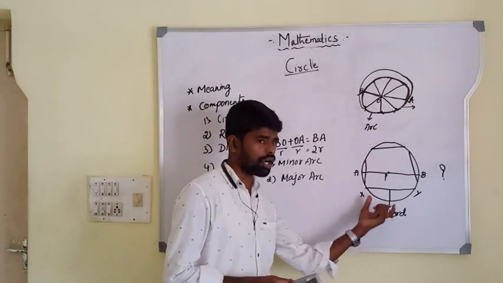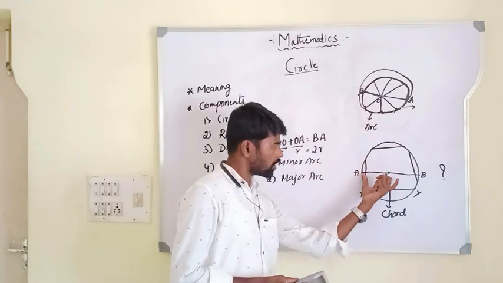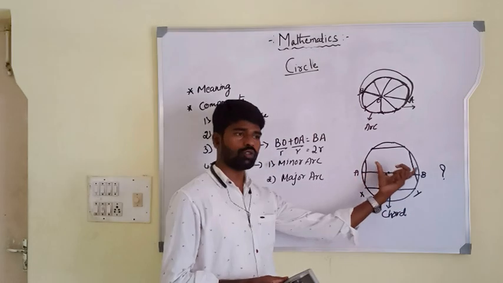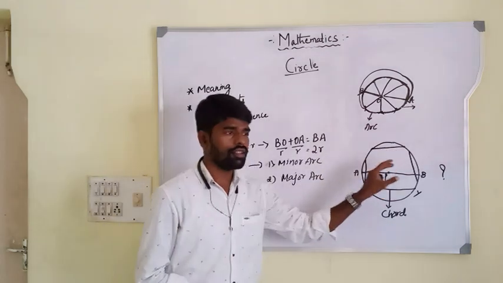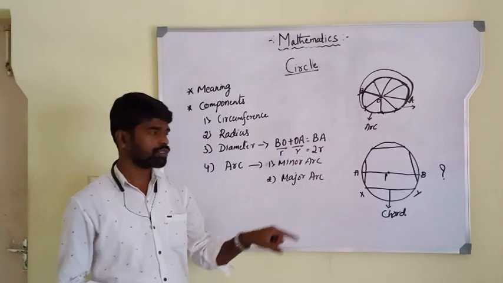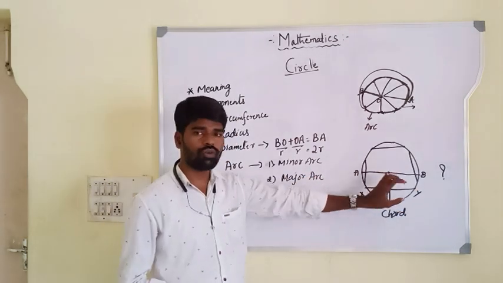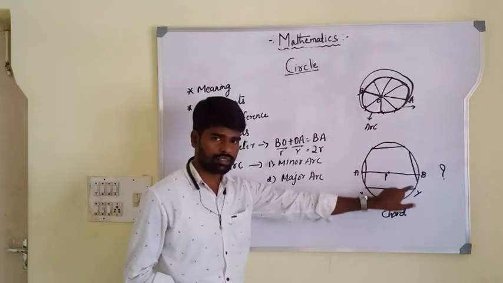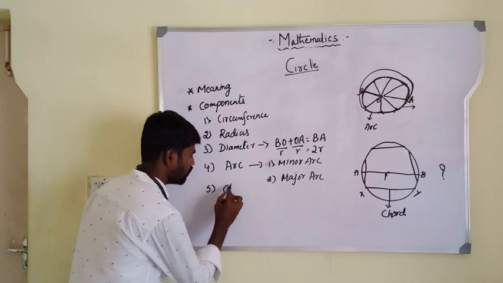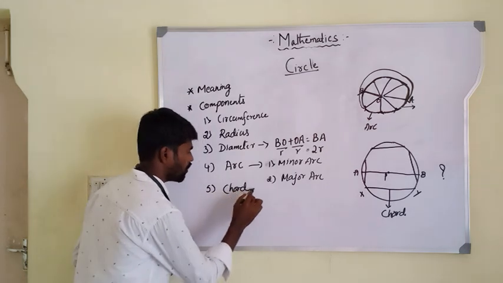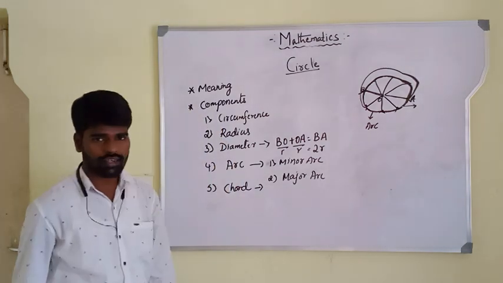Because what is meant by chord? A chord is a line segment which joins 2 points. So here also it is a line segment which joins 2 points. But in a circle, only the chord which passes through the center is called the diameter. Understood? That is the only difference between chord and diameter. Next, we discussed chord of the circle.